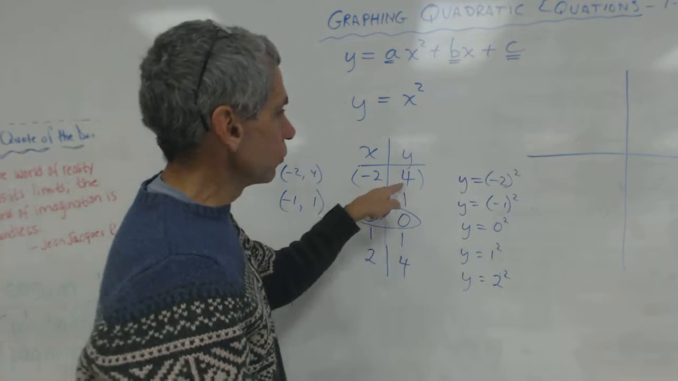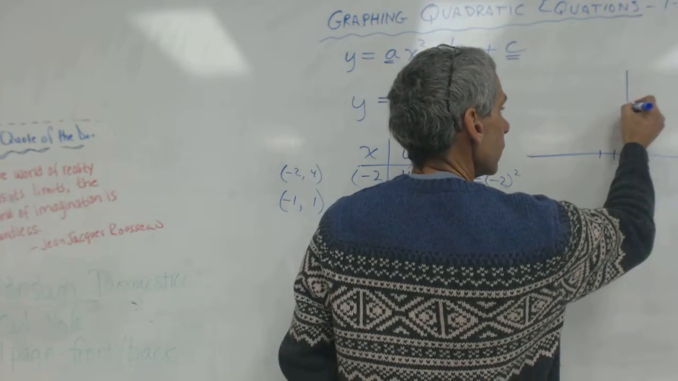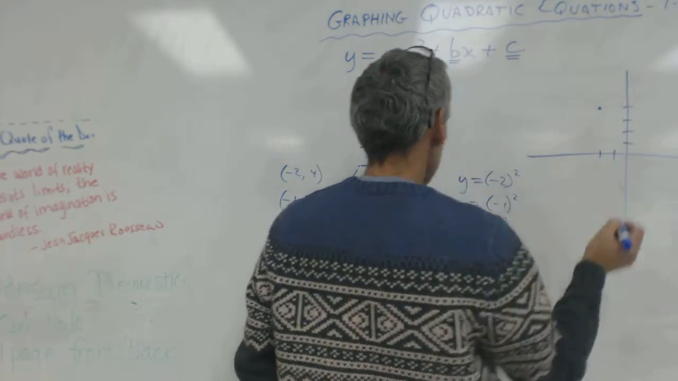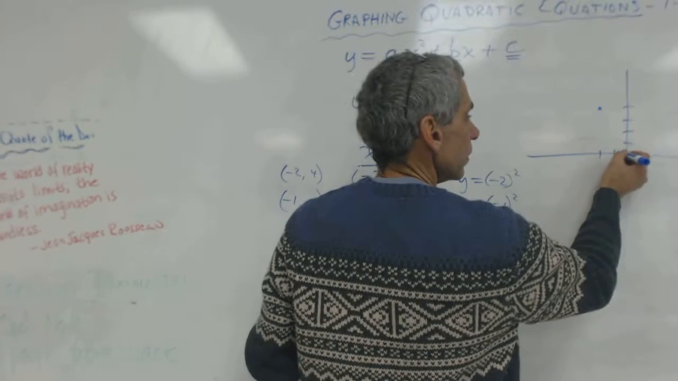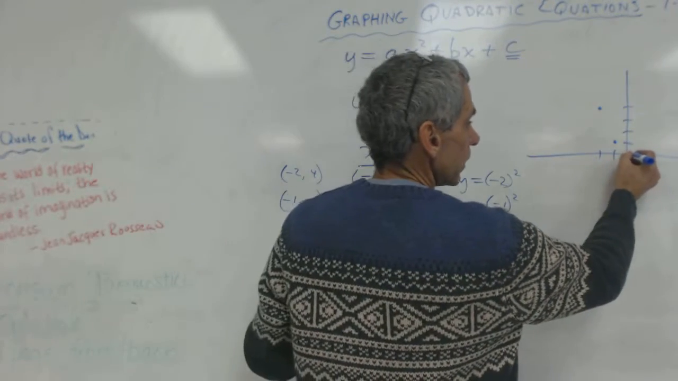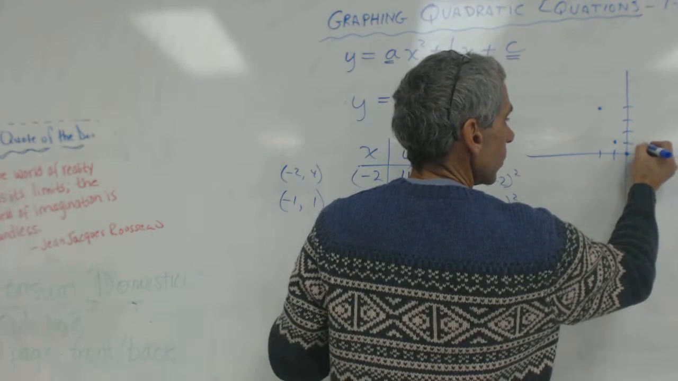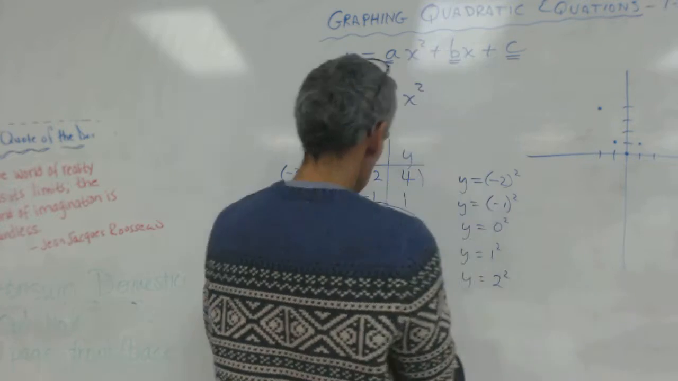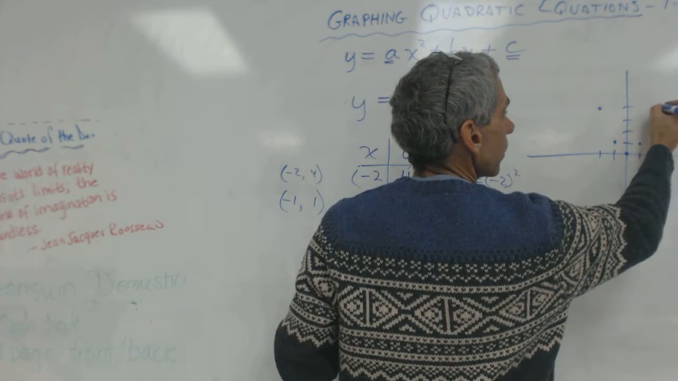So it says -2, 4. So I'll go over 2, and I'll go up 4, and I put a dot. And then I've got -1, 1, put a dot. 0, 0, put a dot. 1, 1, put a dot. And then 2, 4, put a dot.